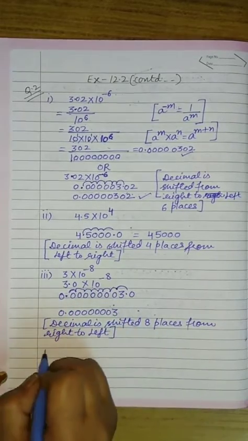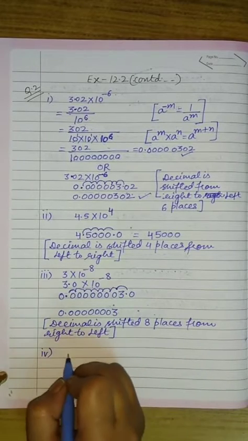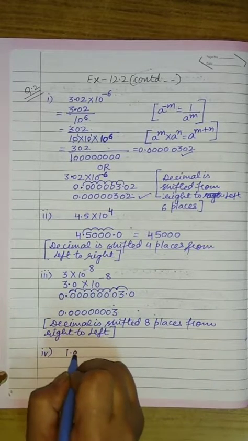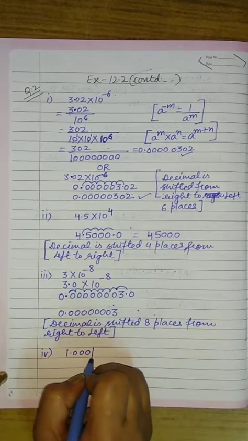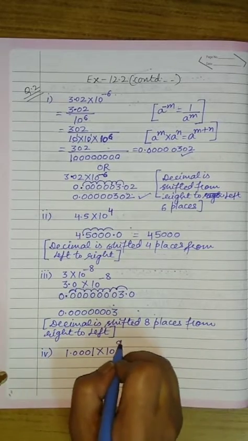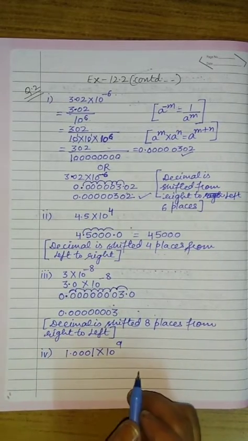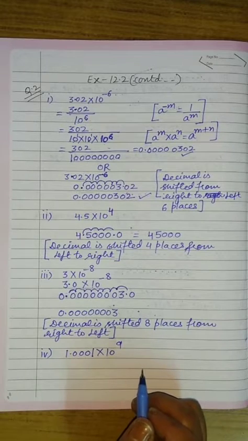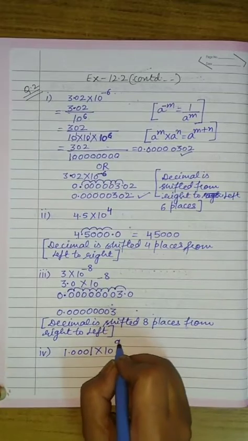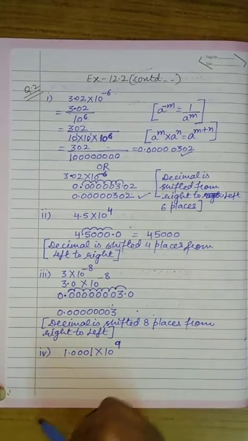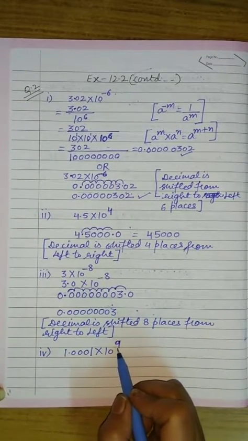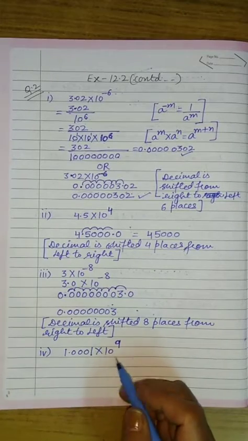Now the fourth part of this question is 1.0001 into 10 raised to power 9. Here the exponent is positive, so we will shift the decimal from left to right. How many places? 9 places.